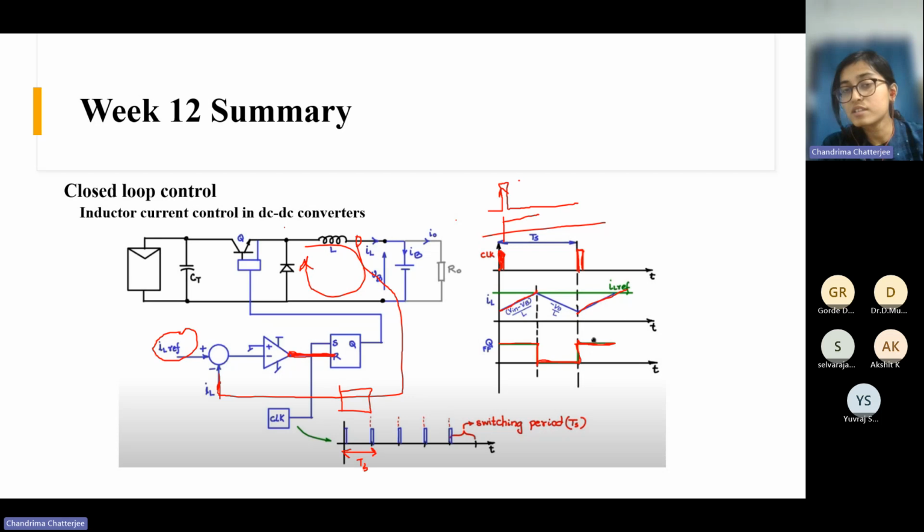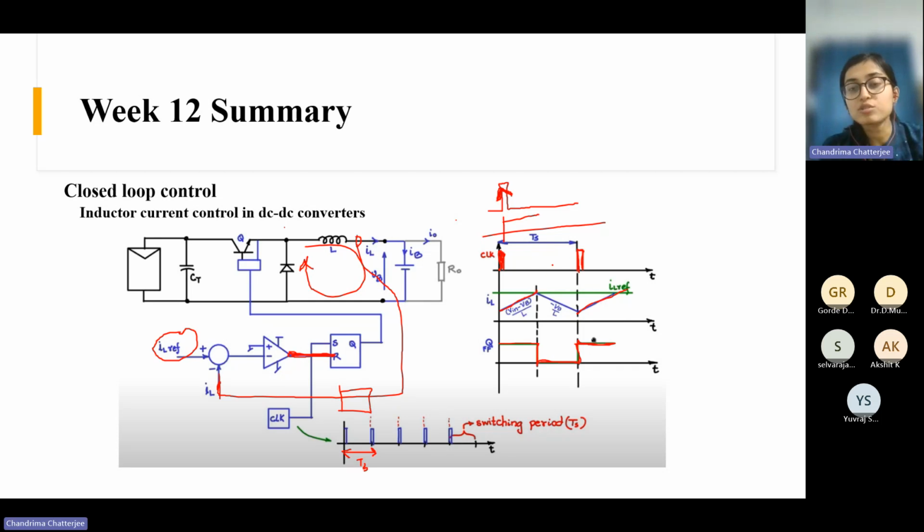So the clock doesn't need to be high throughout the time period. It is just like a synchronizing signal. It will just tell you when to become high and when to become low. Okay, that's it.